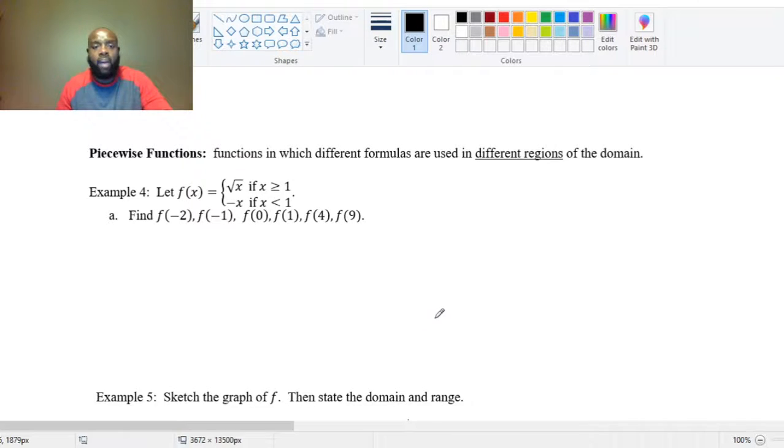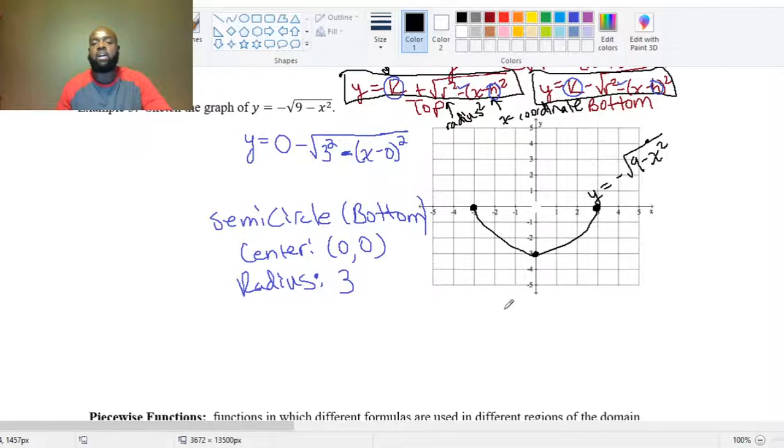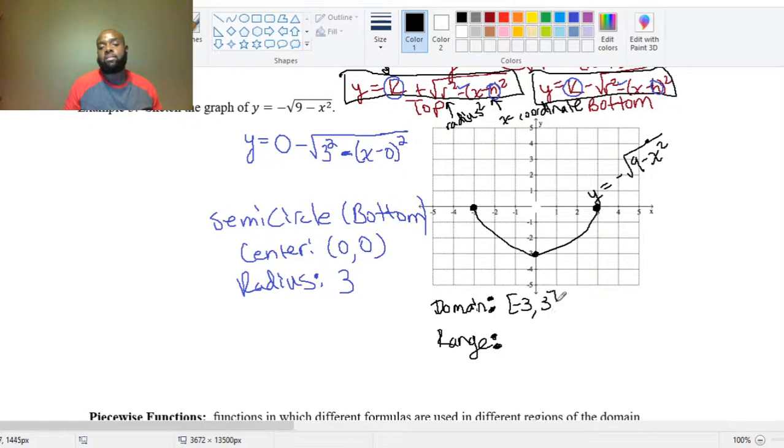By the way, let's go back and let's find the domain and range of this semicircle, right? Because we want to get in the habit of being able to look at a graph and finding the domain and range, right? I'm going to find a domain and I want to find a range. You should actually pause the video and find them and then see if you got the right answer as I'm going to write it here. Pause. So our domain is from -3 to 3.